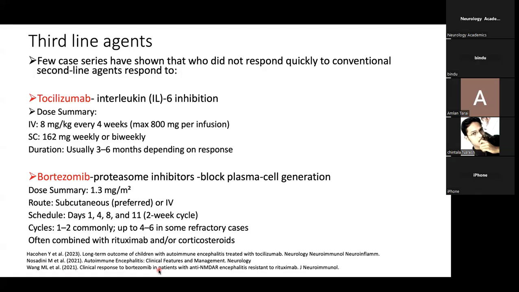Tocilizumab came into the picture because it proves that IL-6 inhibition is also a feature of seronegative autoimmune encephalitis. Therefore, in cases not responding to all the primary drugs, including rituximab, tocilizumab has to be administered in seronegative autoimmune encephalitis. The mechanism is interleukin-6, and when the first-generation and second-line treatments fail, tocilizumab may be used.